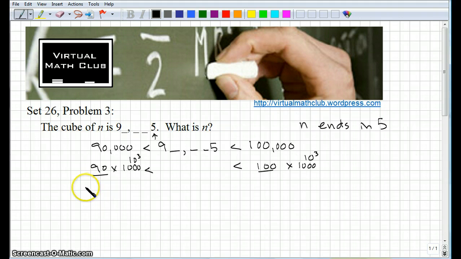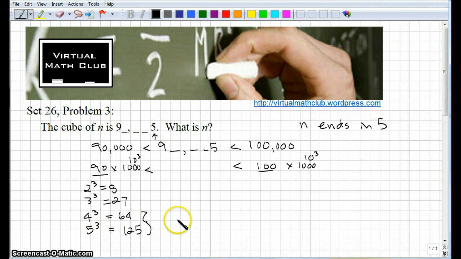Let's just go through the cubes. 2 cubed is 8. That's way too low. 3 cubed is 27. 4 cubed, what's 4 cubed? It's 16 times 4, which is 64. And 5 cubed is 125. Alright, so we know that the cube root of a number that's somewhere between 90 and 100 has to be somewhere between 4 and 5. And we also know that the number has to end in 5.